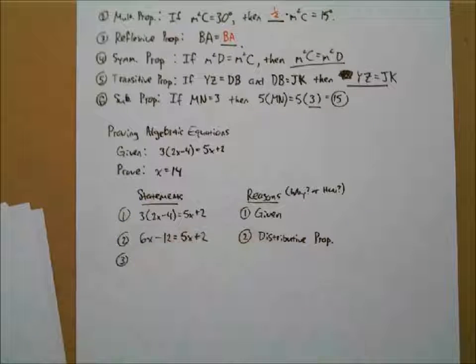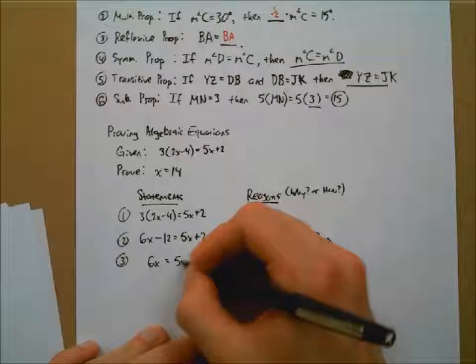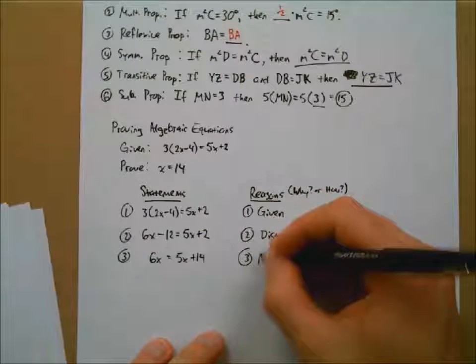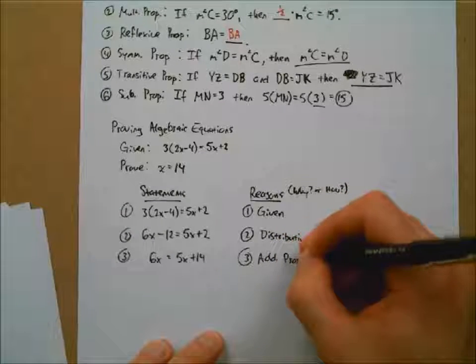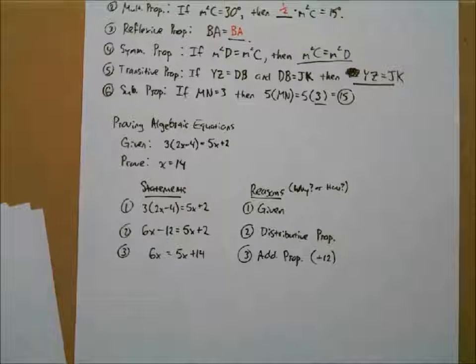All right, what should be the next thing that we do here? What do you want to do next, Madison? Okay, so you want to add 12 to both sides? Okay, so let's do that. So if we add 12 to both sides, we're going to end up with 6x equals 5x plus 14. And so you use the addition property there, right? I'm going to put in parentheses plus 12, just so that I can show exactly what I did there. Do you have to put that plus 12 in there? No, you don't have to. But it's just a little bit more detail to describe what we're doing here.